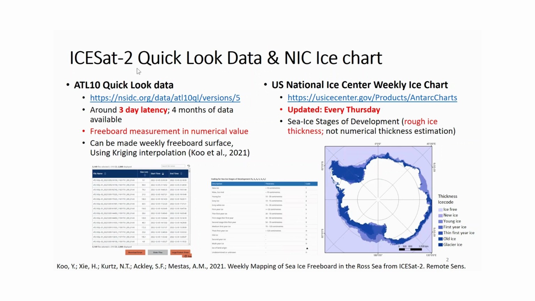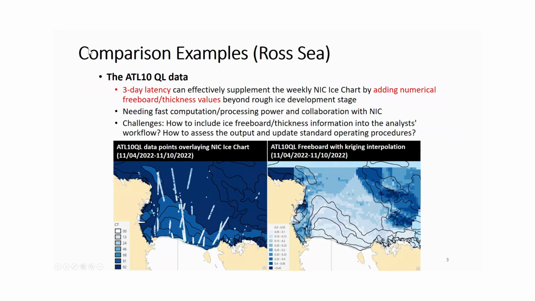So our idea is that we can apply this quick look data to supplement this ice chart data, so we can provide a more accurate thickness estimation for this ice chart. This is an example of the comparison between ICESat-2 quick look data and the ice chart. Basically, this background is the ice chart, and this is the stage of development. You can see this bright color is a thin ice, and this dark color is a thick ice. So in this example of the Ross area, there is a thin ice polynya area near the Ross Ice Shelf, and the ice chart represents this area very well. And this is the coincident weekly ICESat-2 quick look data for this area.